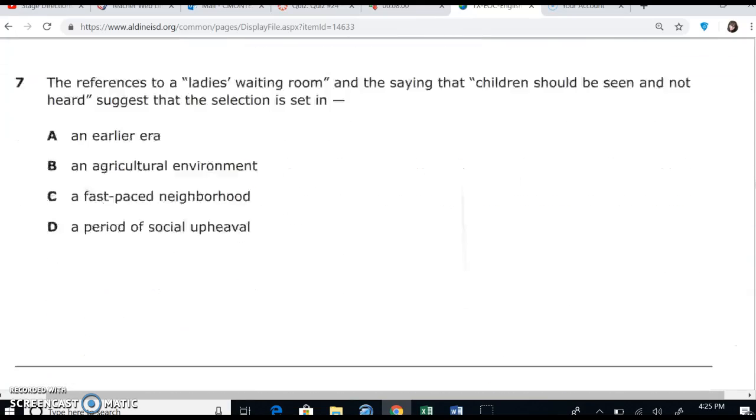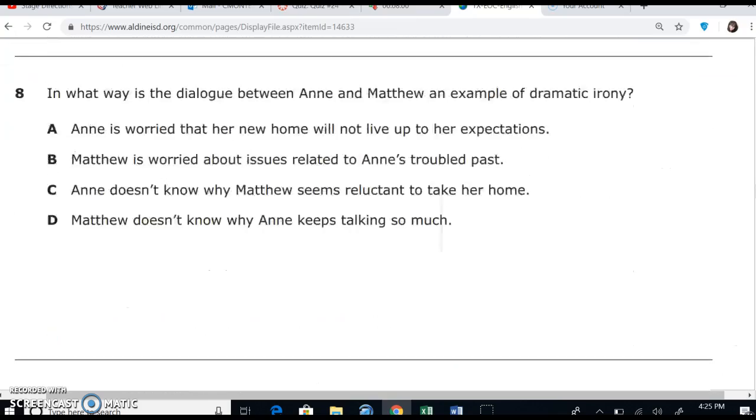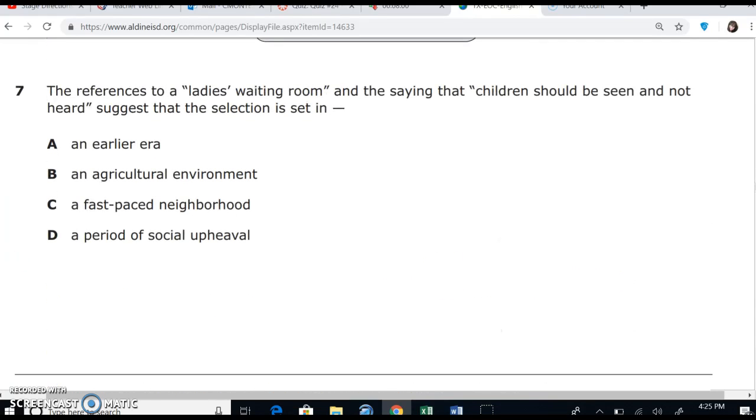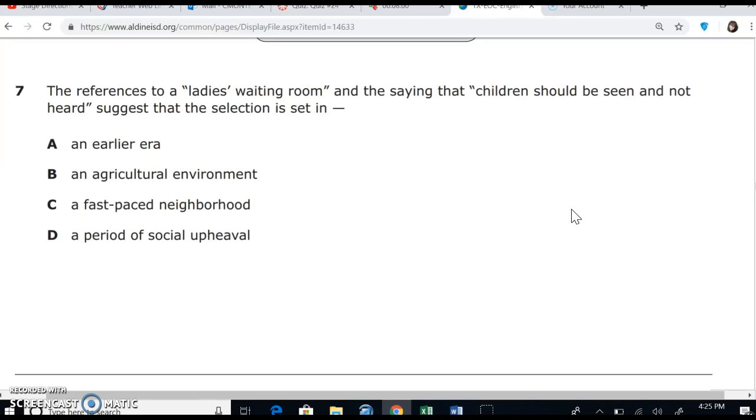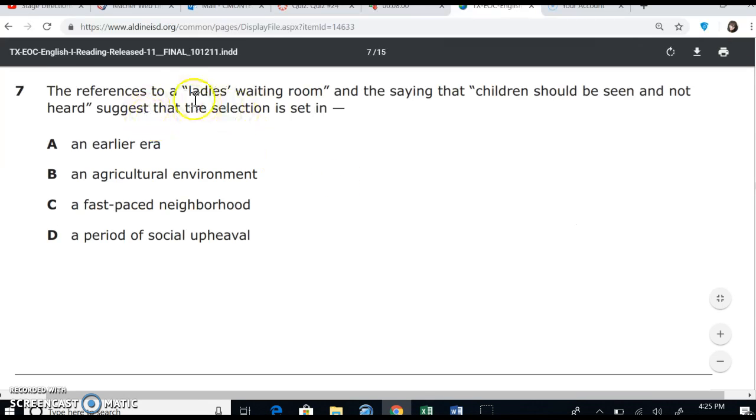And I think this is the last question. No, there's a couple more questions. Number 7, the references to ladies' room, ladies' waiting room, and the saying that children should be seen and not heard suggest that the selection is set. So this one's asking you to think about these words. Do we currently use these words right now? Ladies' waiting room now would be like the restroom. And this is back then, people used to say this. Children should be seen and not heard. Think about your grandparents who always are like, stay quiet, stay quiet. So that's what it's referencing.